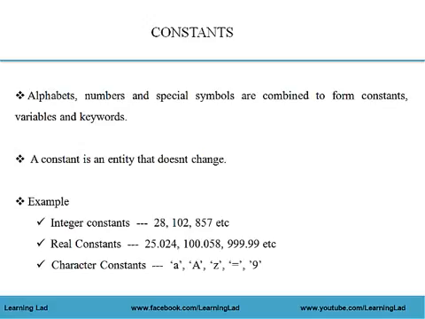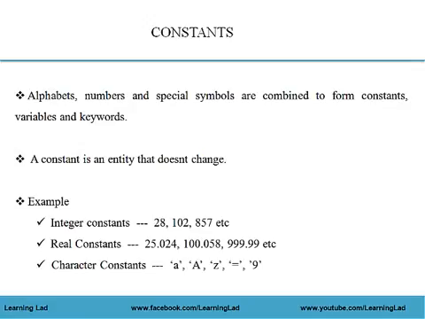We can classify the constants into integer constants, real constants, and character constants. An integer constant is a whole number like 28, 102 or 857. The real constants are the numbers with a decimal value. It may be like 25.024 or 100.05, etc.